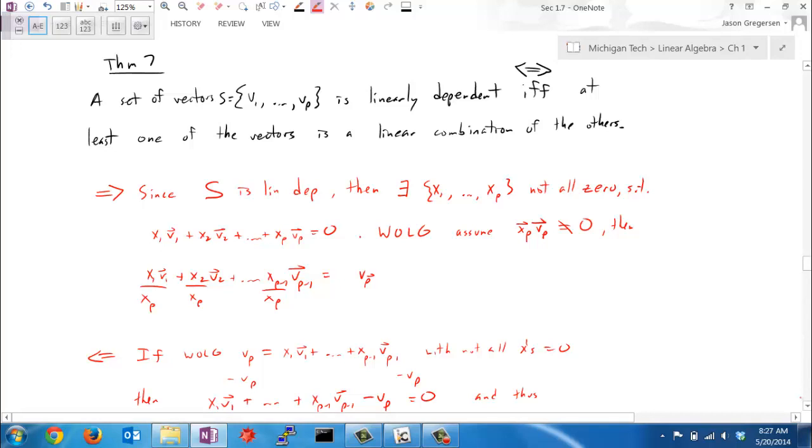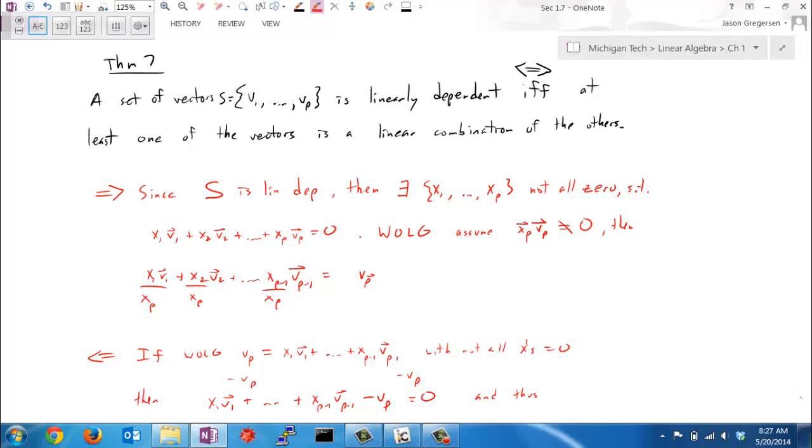So first you have to start off with a formal statement here of the thing you're trying to prove. So here we have Theorem 7 from the book. It says the set of vectors, v1, blah, blah, blah, is linearly dependent if and only if. Right, so there's our IFF statement, or the double-sided arrows we're using. If and only if at least one of the vectors is a linear combination of the others.